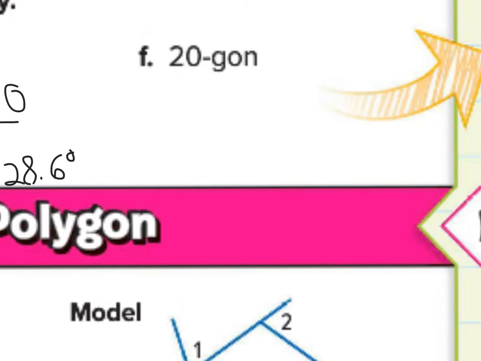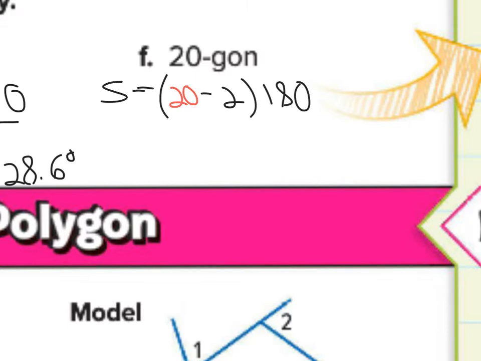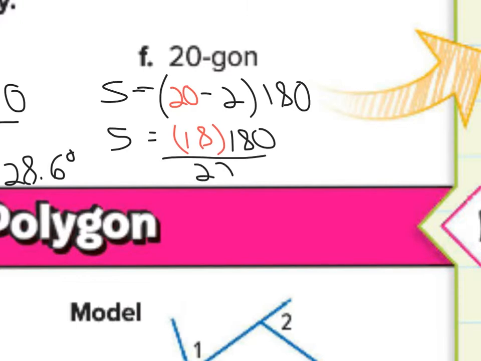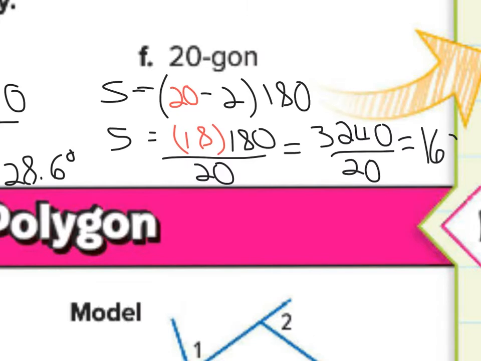Okay, and finally a 20gon. In a 20gon, do the same procedure where I replace my variable with 20. I solve for that, and I get 18 down here times 180, divided by 20, correct? And that's going to give me 3,240 divided by 20. And when I divide that by 20, I get 162. So each angle inside of a 20gon is 162 degrees.